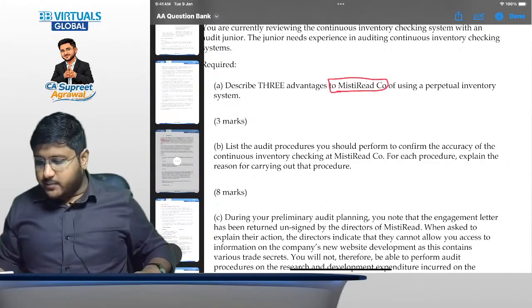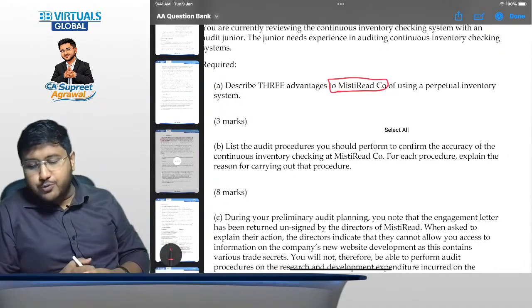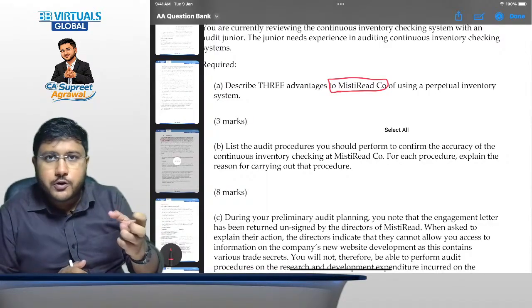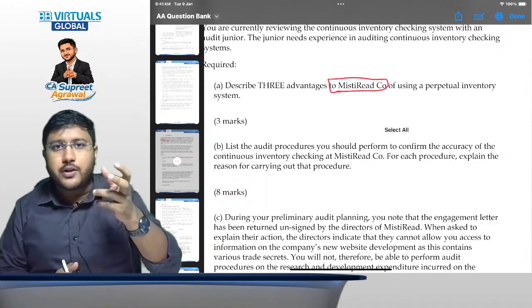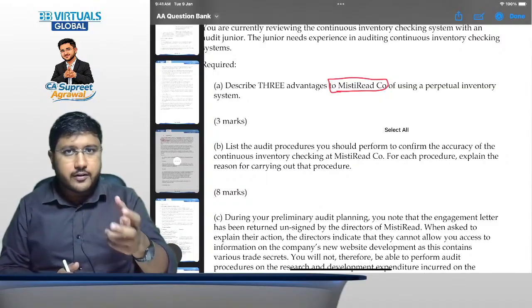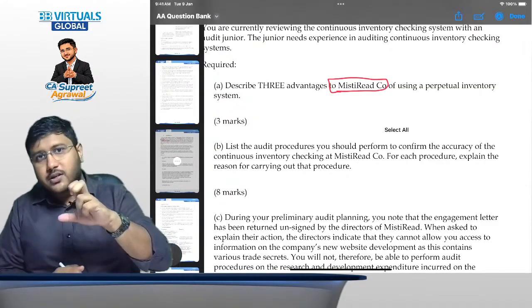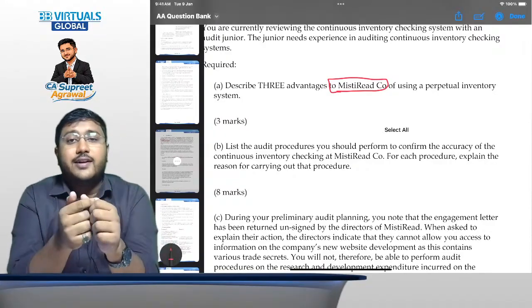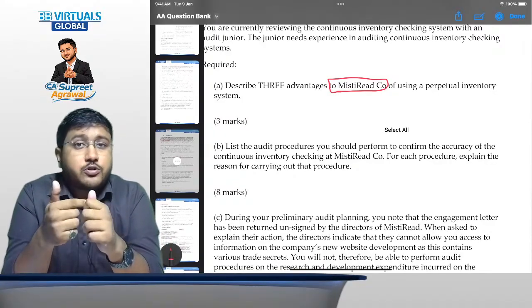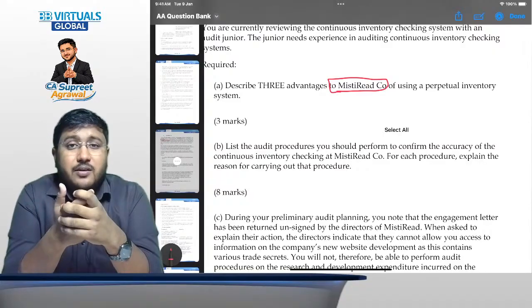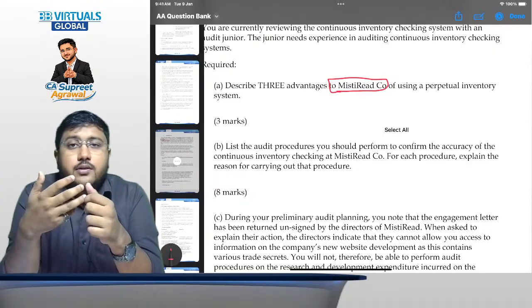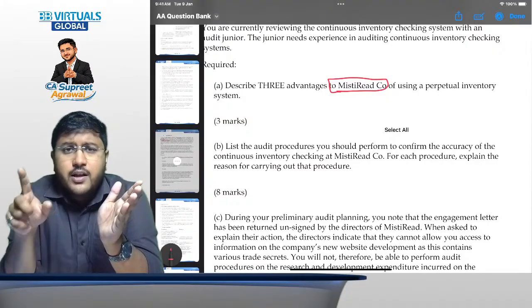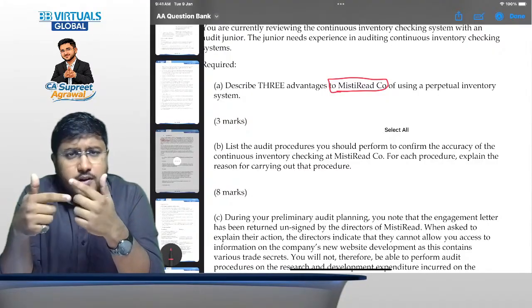Yes, so let's discuss it. When we discuss the perpetual system, please understand that all the negative pointers of the fixed period or periodic system of inventory valuation or inventory management become the advantages here. Number one is that there is no requirement of a stoppage on an annual basis just to do the counting, the profit and loss, the cost of goods sold. There's no such requirement because the inventory would be perpetually valued and perpetually recorded, right?